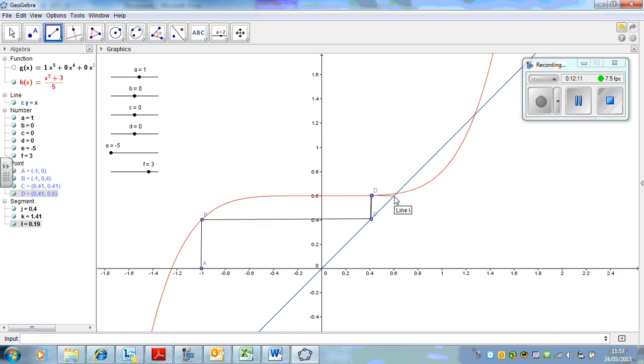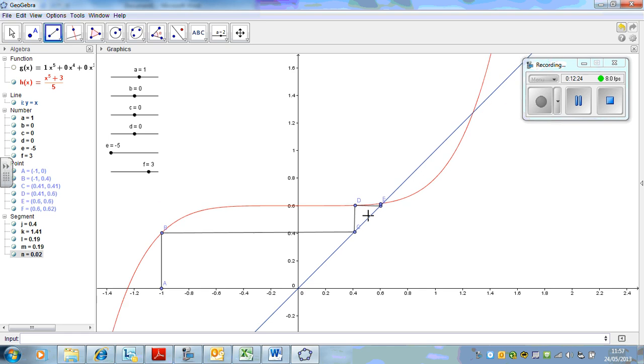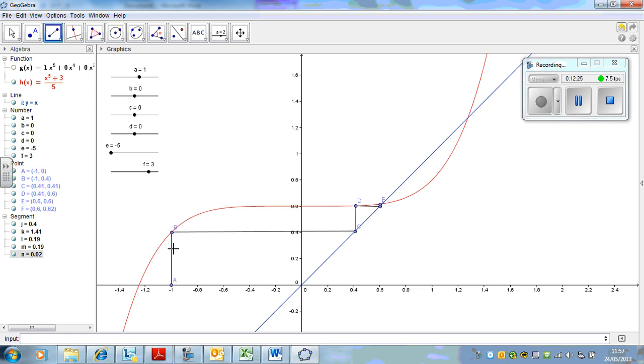It gets very, oh, I have to zoom in. Let's just zoom in, not a problem. And we can zoom in further and further. The point being, you can see that if we start at minus 1, we're going to converge, using this staircase, to the root near 0.6.